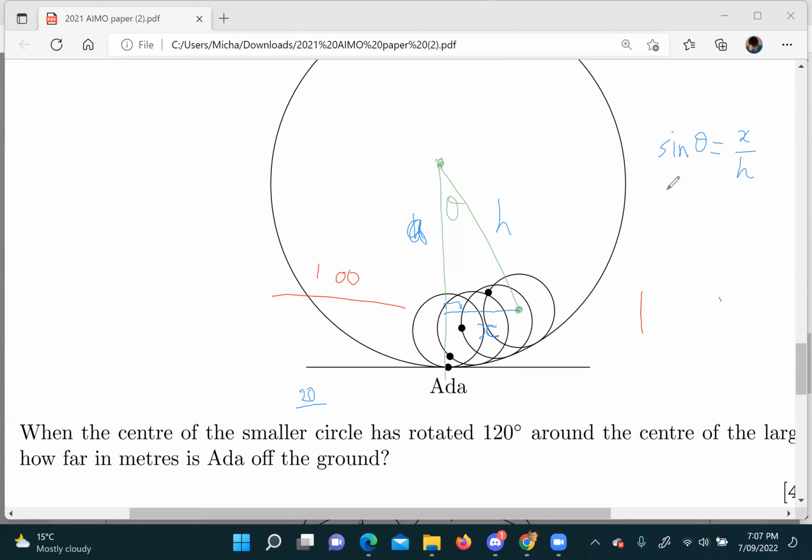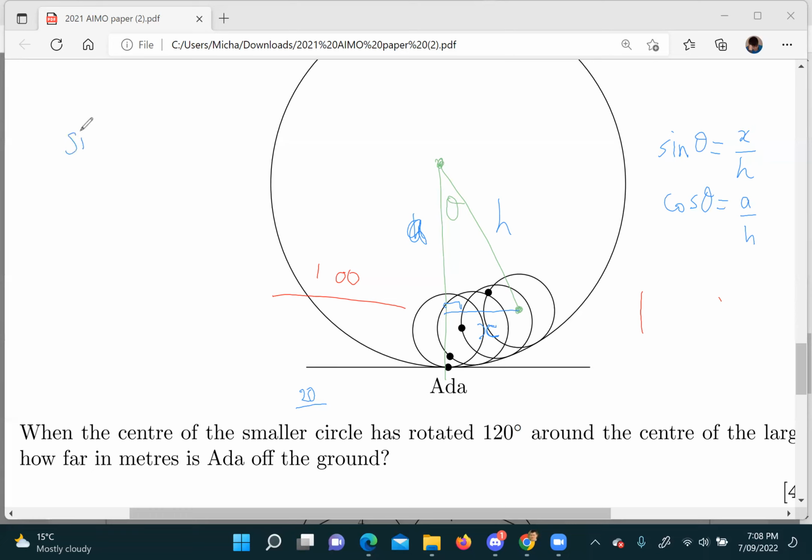And then cosine theta equals a on h, so adjacent on hypotenuse. Basically, if you know h or a, then you can know the other one, provided you know the cosine or sine of the angle. And cosine and sine of certain angles are easy for certain nice angles.